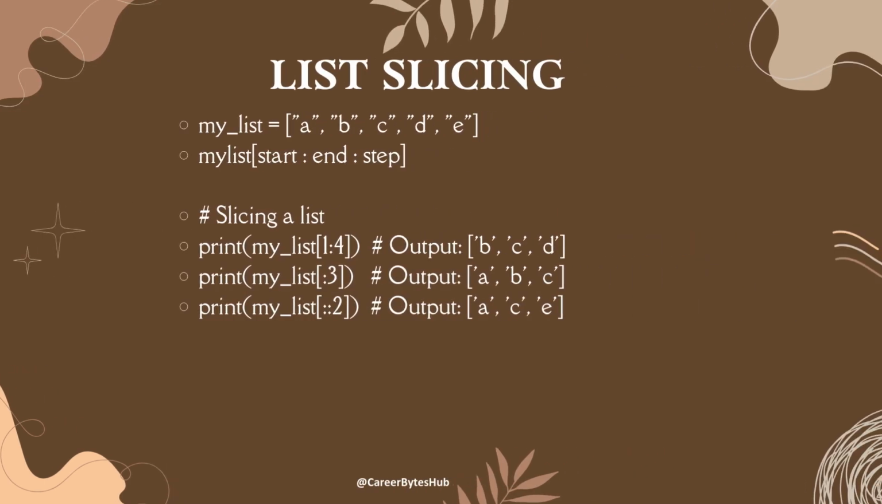Slicing allows us to extract multiple elements from a list using a range of indices. We can specify start, stop, and step values to control the extraction. This is useful when we need a subset of a list.